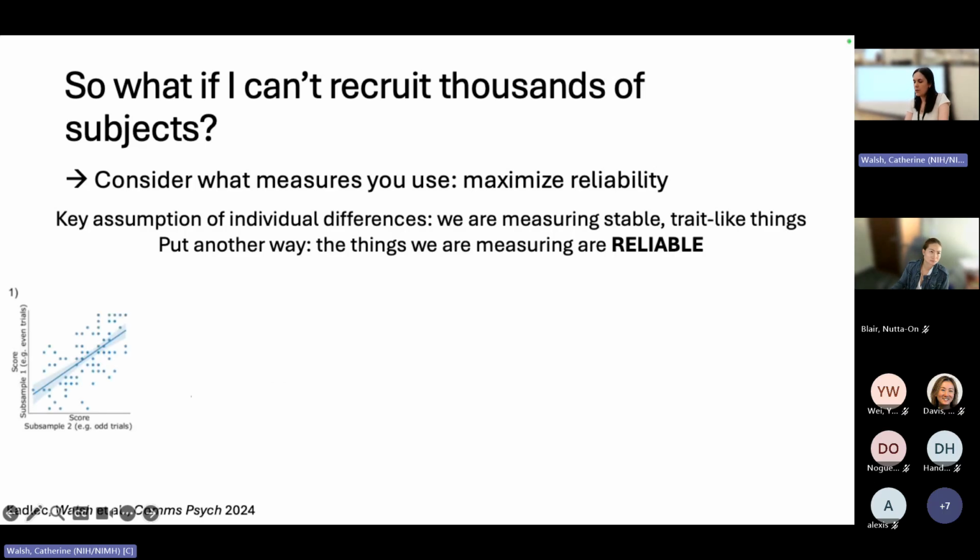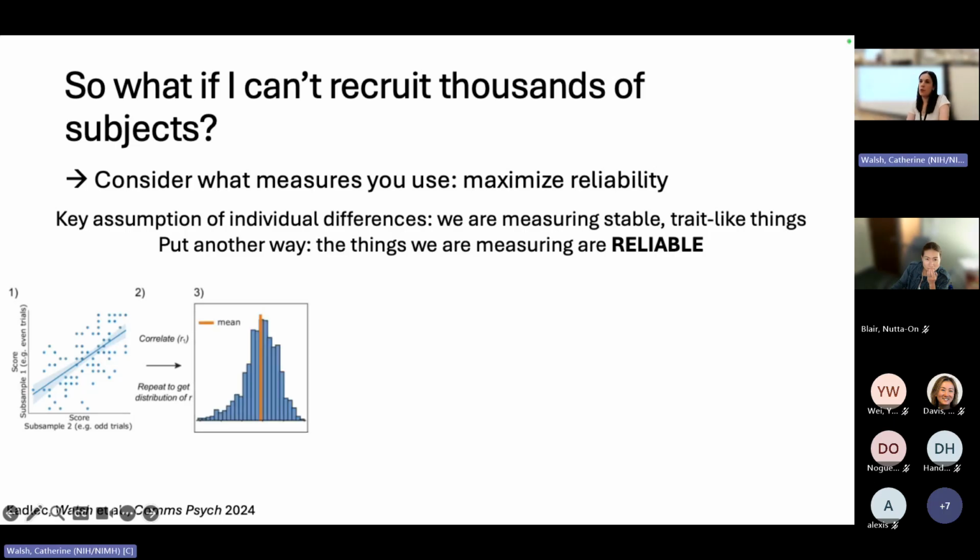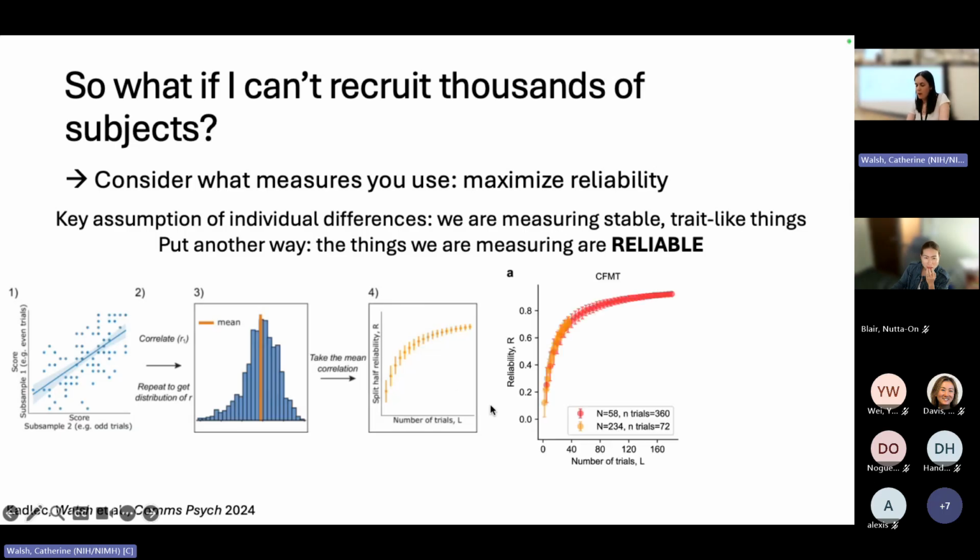So some work I collaborated on in my PhD, we set out to test exactly this. We took a battery of tasks, behavioral tests, split them into subsamples of trials. So for example, even and odd trials, calculated the score across those trials, and then correlated the scores across the subsamples. We did this a ton of different times to create a distribution of scores across subsamples. And then we did this with varying number of trials in those subsamples to get this curve of split half reliability as a function of how many trials went into that reliability. So we did this for a number of tasks.